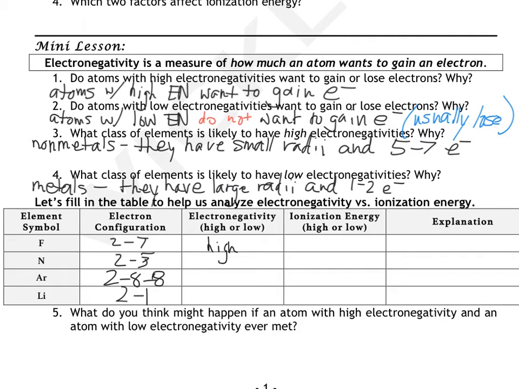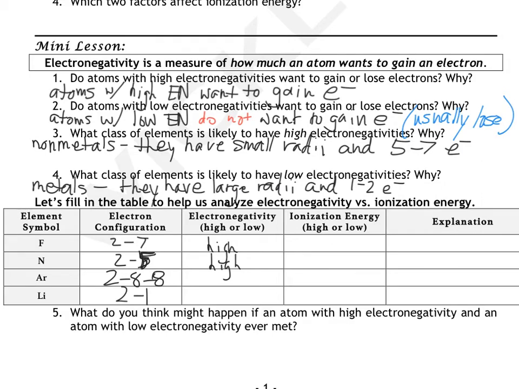Nitrogen has 5 electrons in its last orbital, and it is going to have some desire to gain 3 more to fill its valence shell, so I'm going to say high, perhaps medium high, but definitely higher.